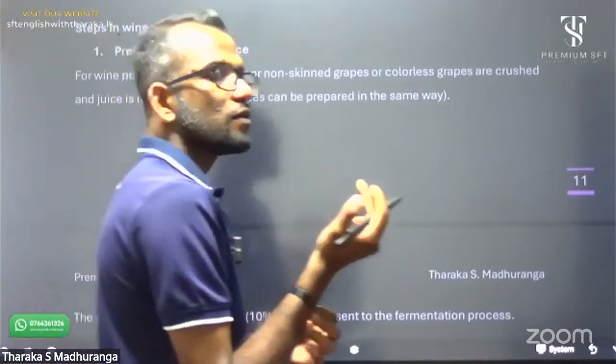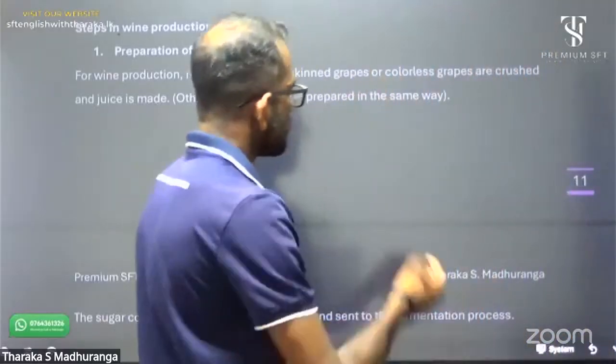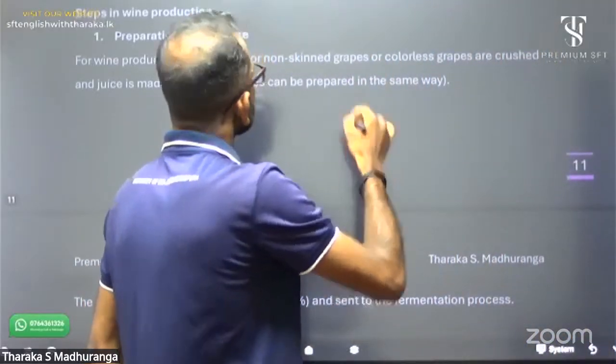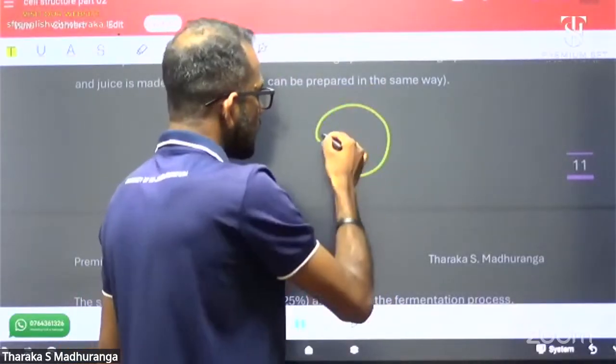Okay, first thing, before that, do you know this is a grape. We can see this best in the red one. Think it is a grape.